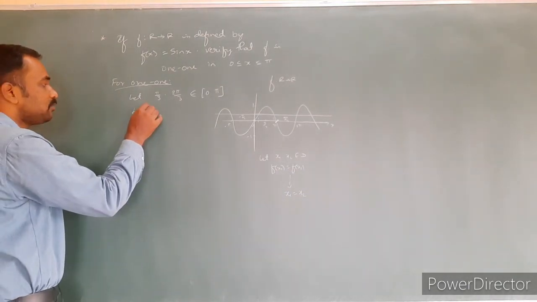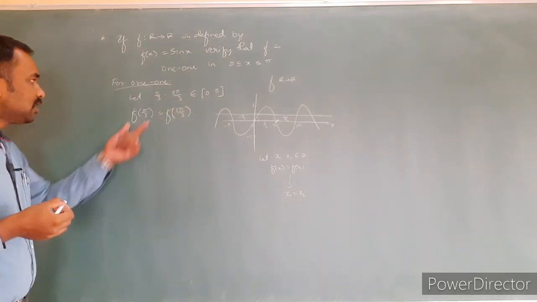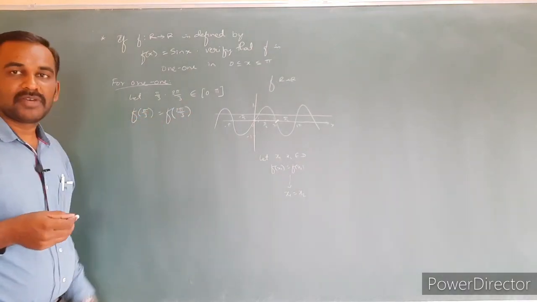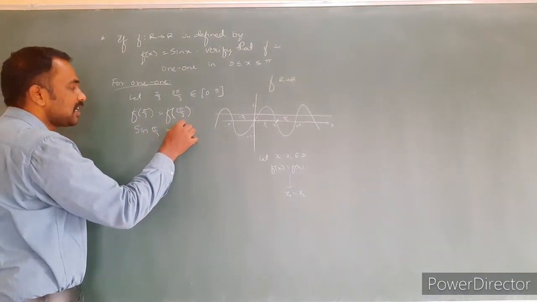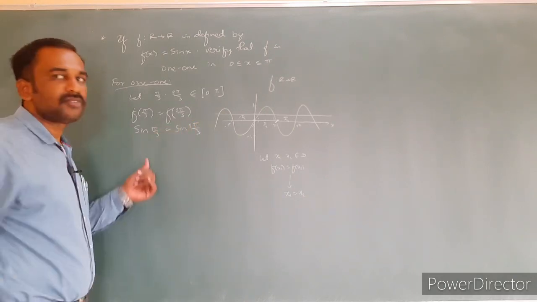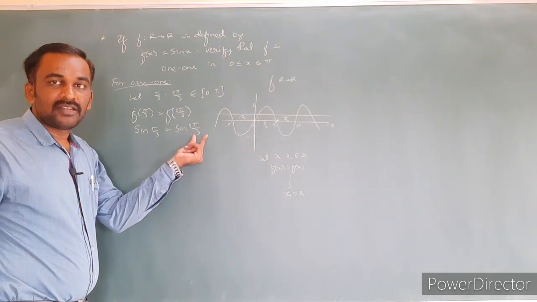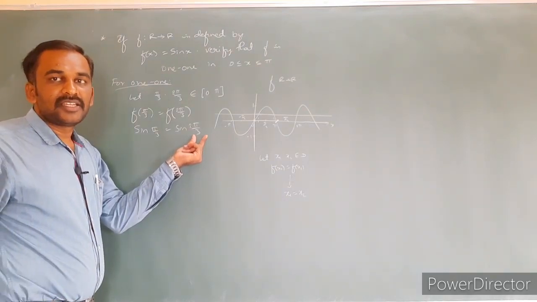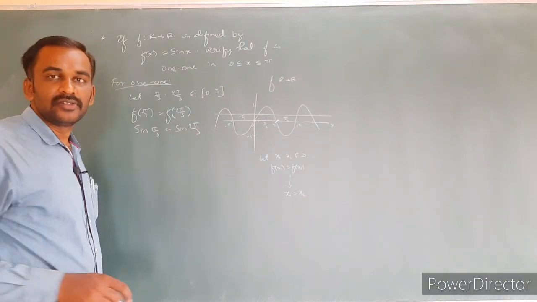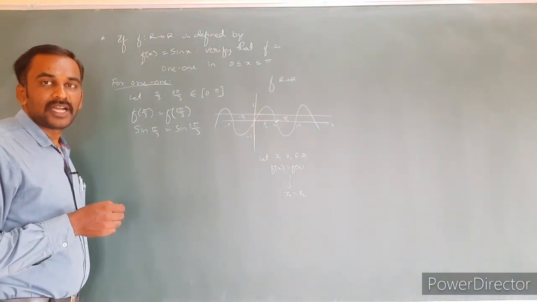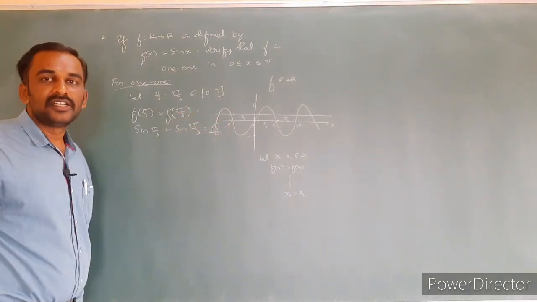So consider f of pi by 3 is equal to f of 2 pi by 3. For these two different numbers, is the image the same or different? Check it. What is the sin of 60 and what is the sin of 2 pi by 3? Sin 60 and sin 120 are the same. 120 is not a standard angle, but we can get it. How? 180 minus 60. Sin of 180 minus theta is sin theta. So sin 120 is equal to sin 60, that will give root 3 by 2 as well as root 3 by 2. Both values give root 3 by 2.